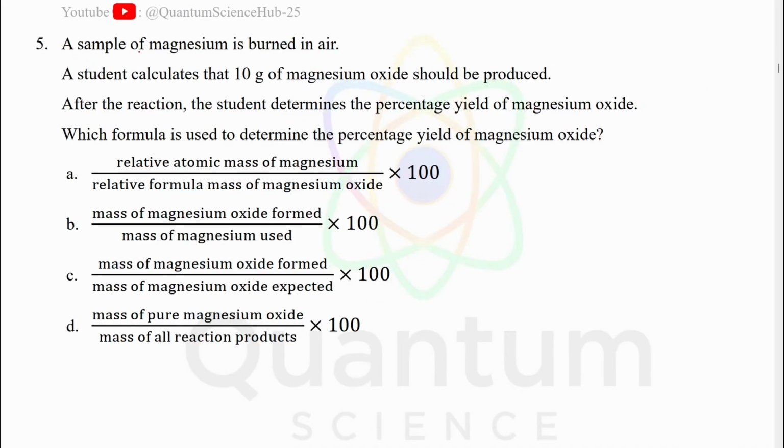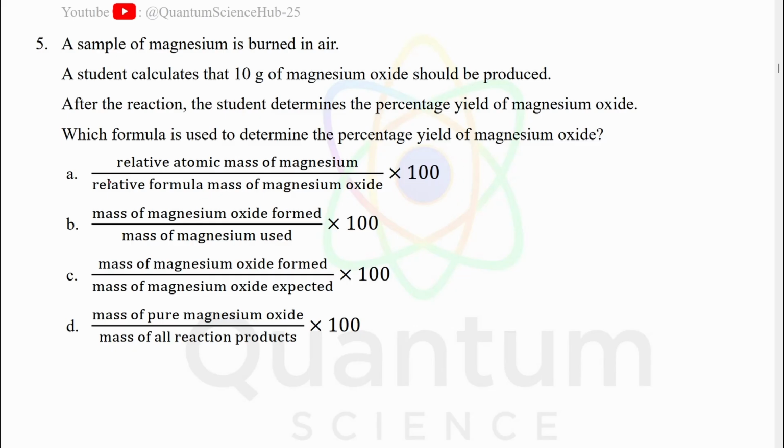Question 5. A sample of magnesium is burned in air. A student calculates that 10 grams of magnesium oxide should be produced. After the reaction, the student determines the percentage yield of magnesium oxide. Which formula is used to determine the percentage yield of magnesium oxide? Okay, so if you still remember how to find the percentage yield, it is actual yield divided by the theoretical yield times 100%, right?